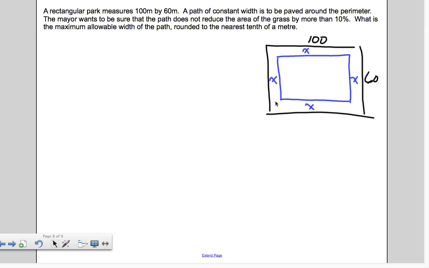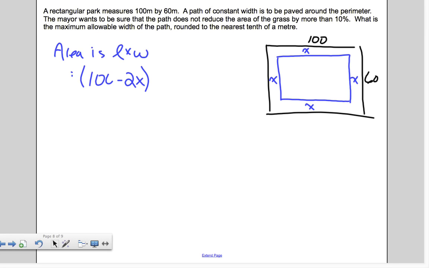What's the area of the blue rectangle? Well, it's length times width. What's this length? It's not x. X is the width of my path. Your length is 100 minus 2x.